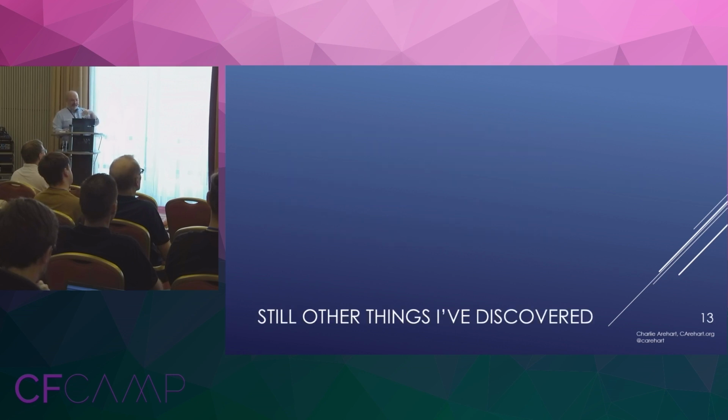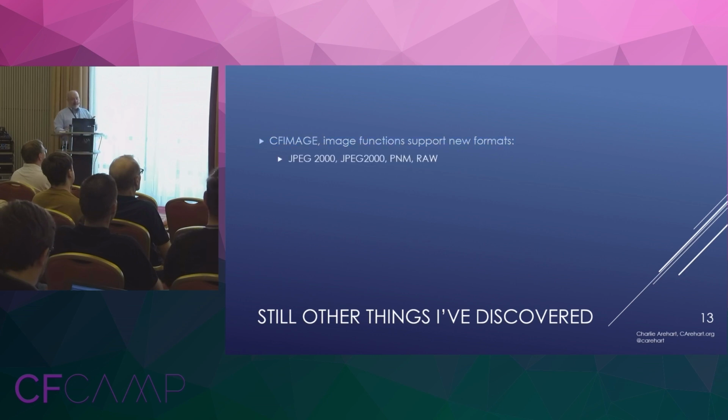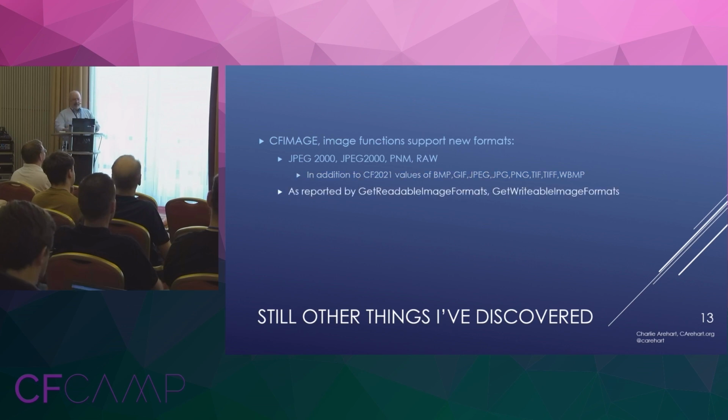A couple other things. Here's where you get into the hidden gems, some things I discovered. The CF image tag and image functions support new formats that might interest some people: JPEG 2000, PNM, and RAW. May not matter to many, but there you go. And these are what have been supported, several different formats, and there certainly are others they could add. And I know Lucy announced recently they'd added some more. So it's back and forth as they all debate what's the right thing to support. And the way to find out what CF supports, there's a couple of functions called get readable image formats and get writable image formats, and I just ran those and compared 2021 to 2023 and saw those differences.